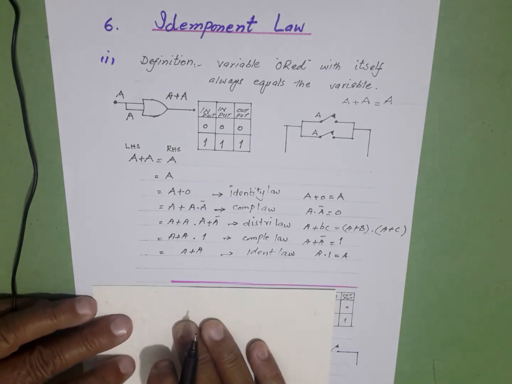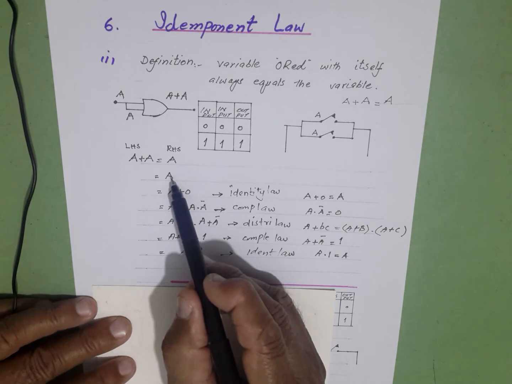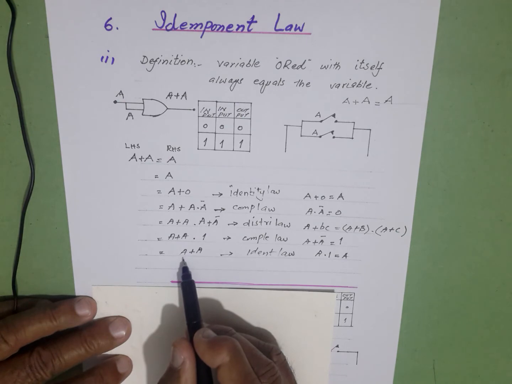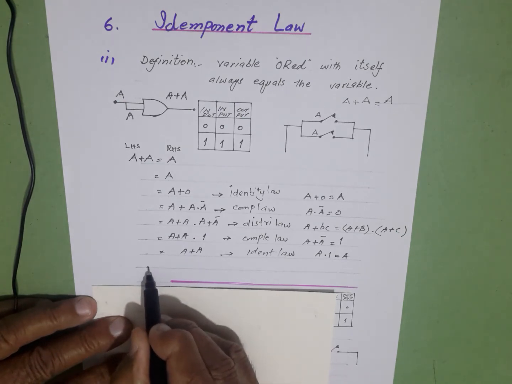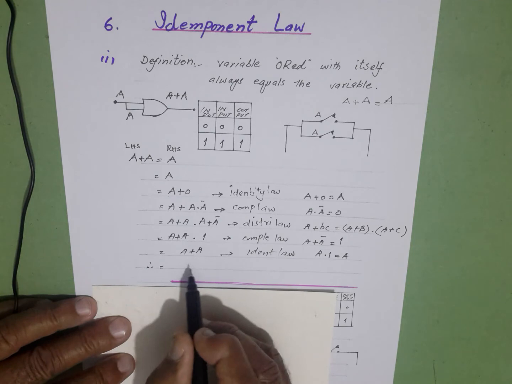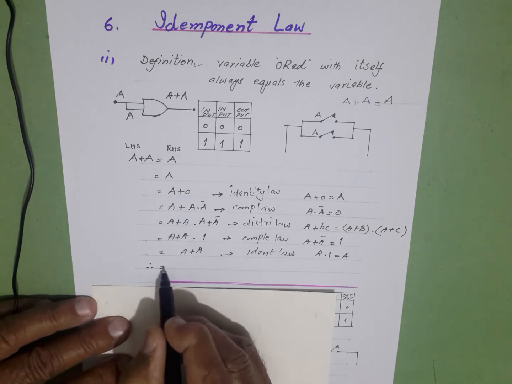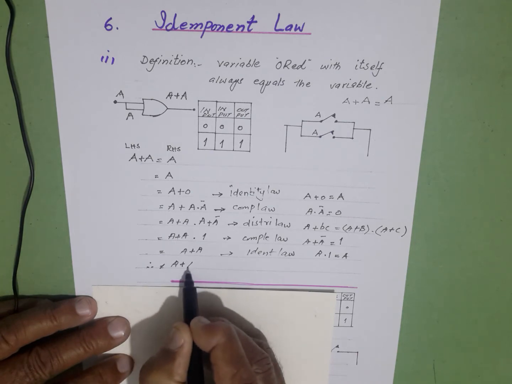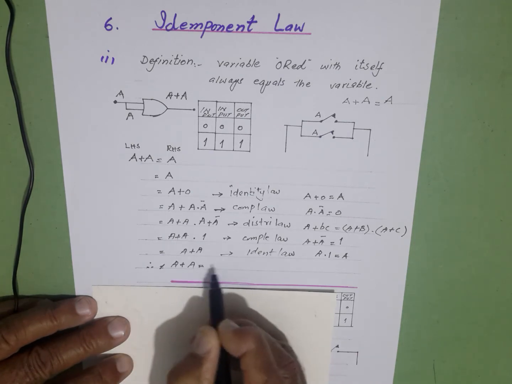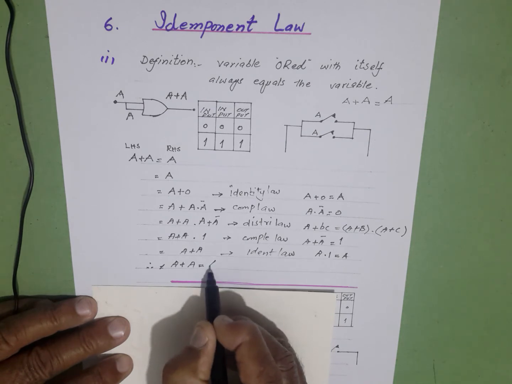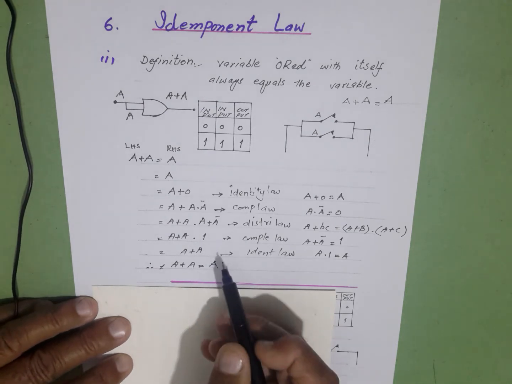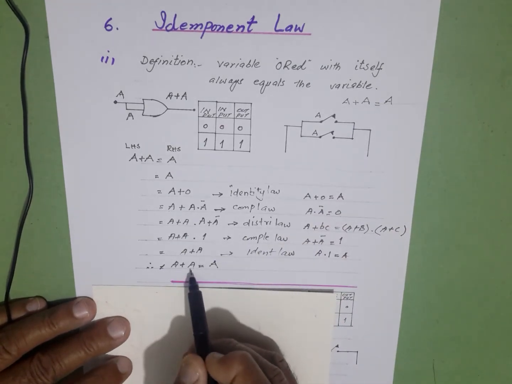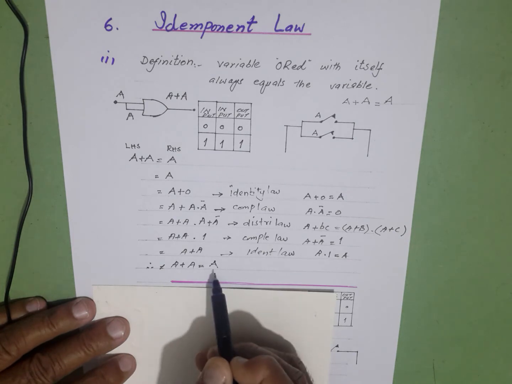Therefore, we started with A and finally we reached that A is equal to A plus A. Therefore, finally we can say A OR A is equal to A, means this is true when a variable is ORed with itself, it equals A.